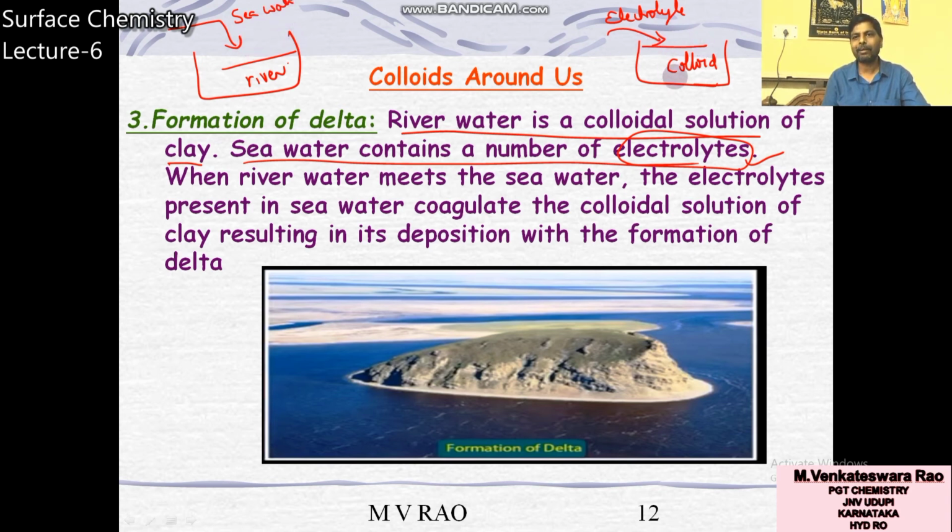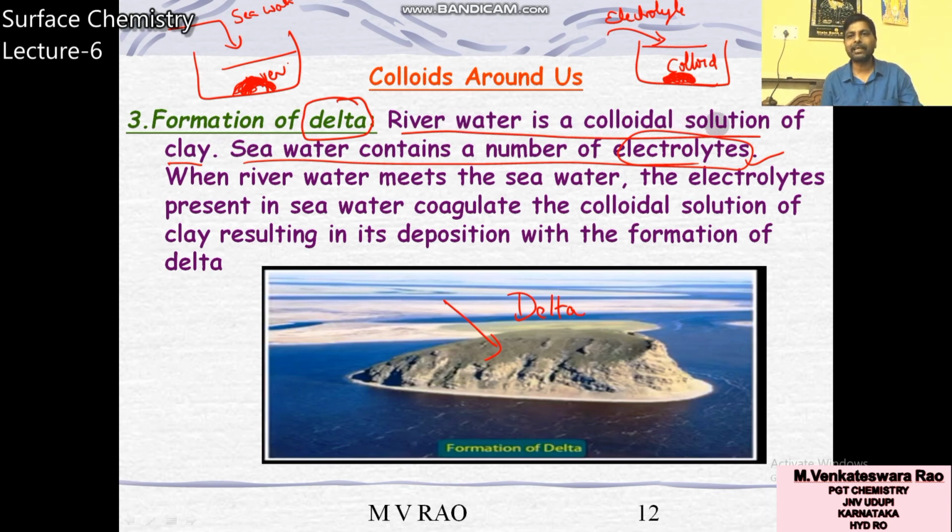By adding electrolyte, colloidal particles settle down. That means coagulation will take place. Here also, clay will settle down in some place. So this is called delta. What is meant by delta?